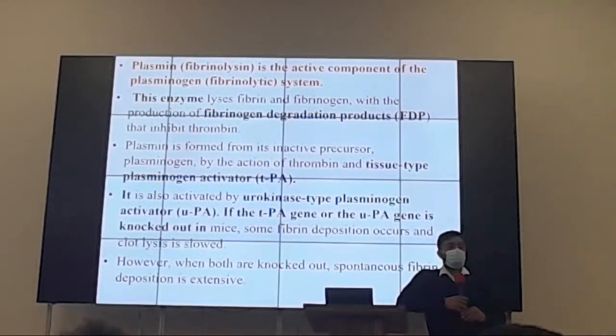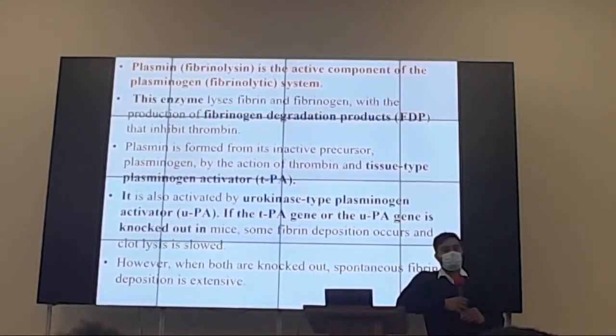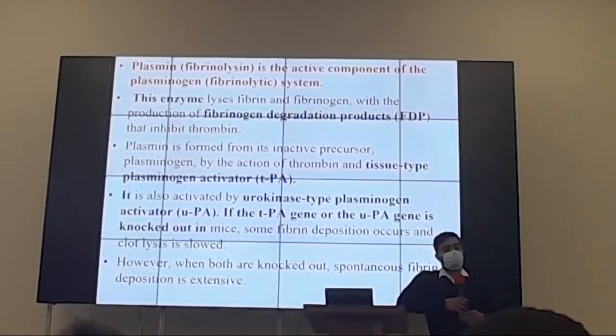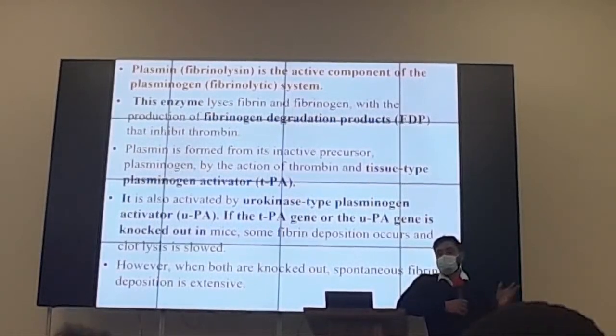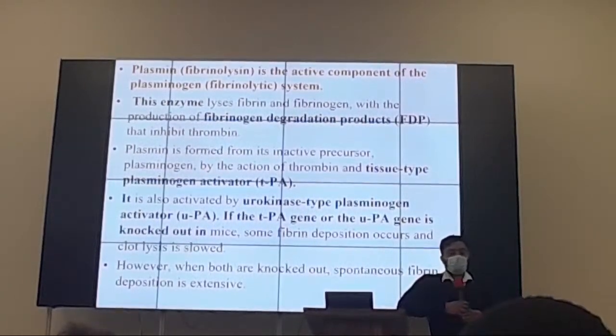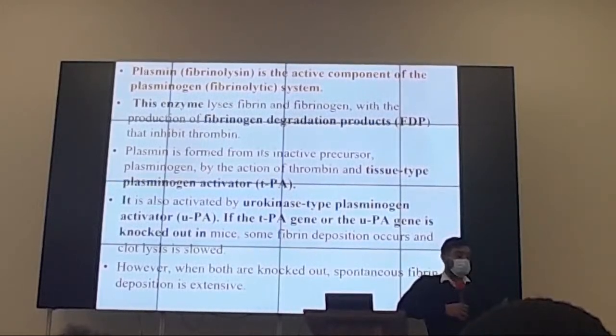Okay, what do you think would be disadvantages of giving someone TPA? If you are seated here, I give you TPA. What can happen? You will bleed. Okay, because it will then inactivate all clotting mechanisms. Okay, and you can spontaneously bleed.